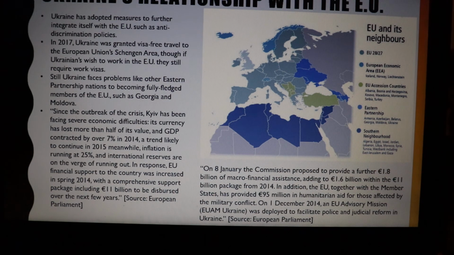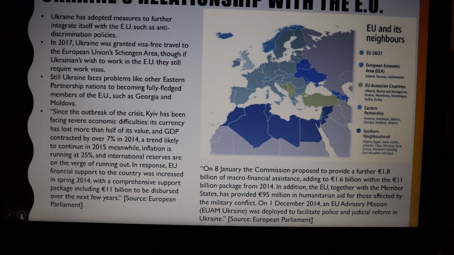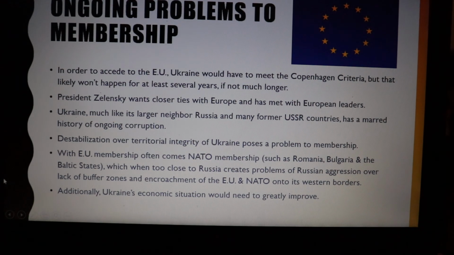Still, Ukraine faces problems like other Eastern Partnership members, where they have to meet the Copenhagen criteria, but the EU has taken steps to help fund Ukraine's development and get it to a place where it would eventually, maybe years from now, be in a position to potentially join. And with joining often comes NATO membership. And that is a problem because Russia is very wary of NATO membership and encroachment of the EU and NATO on its external borders to the west. And there's a lot of other factors too. President Zelensky, the current president, has worked to forge closer ties with European leaders.